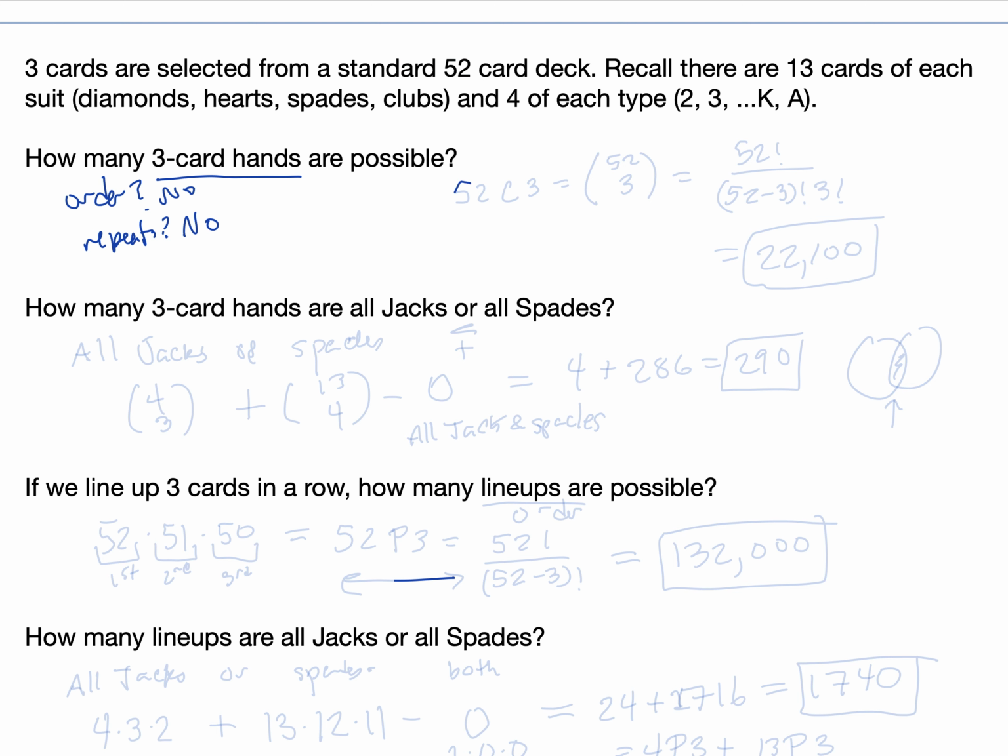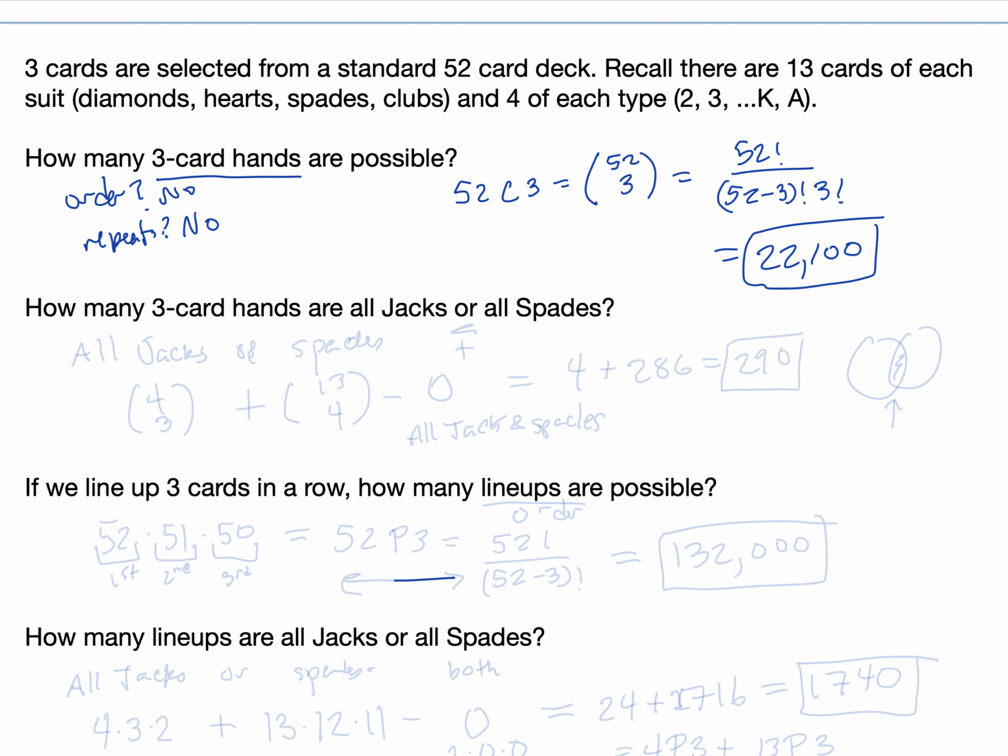So this is 52 choose 3. The formula for that is 52 factorial divided by 52 minus 3 factorial, the number of ways to select 3 cards from 52 in an ordered way, and then dividing also by 3 factorial, the number of ways to rearrange those 3 cards. If we simplify that, we'll get 22,100.